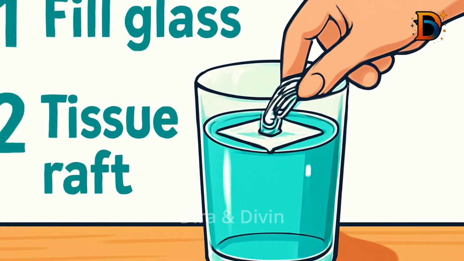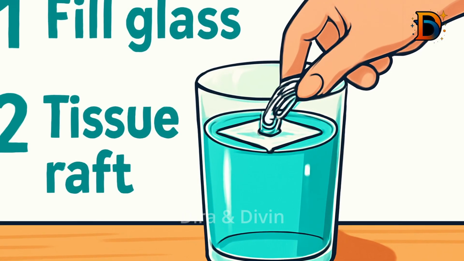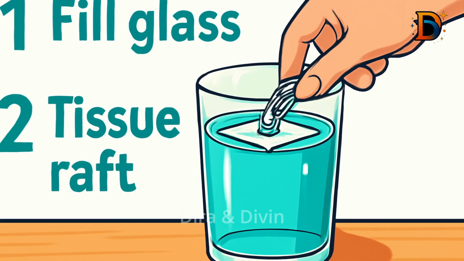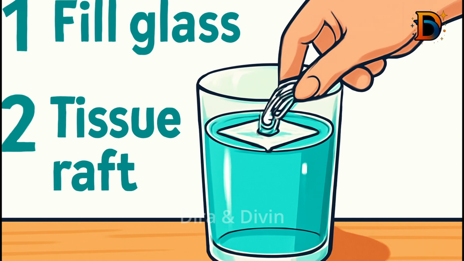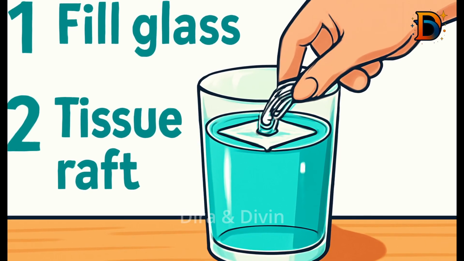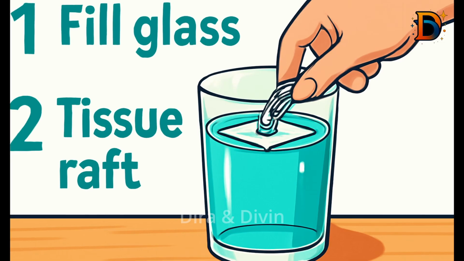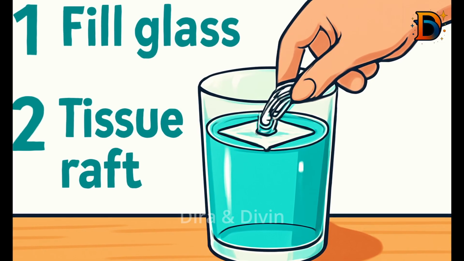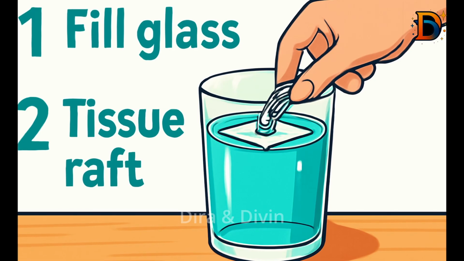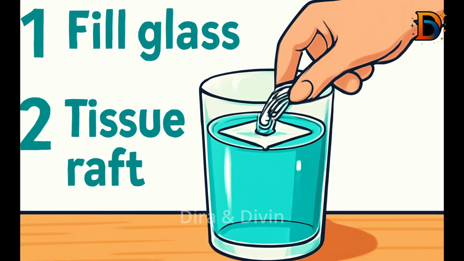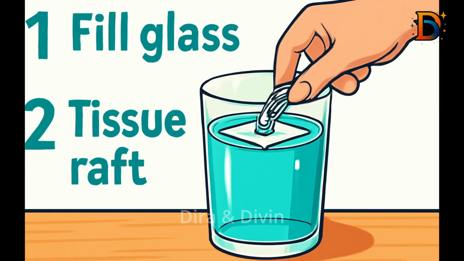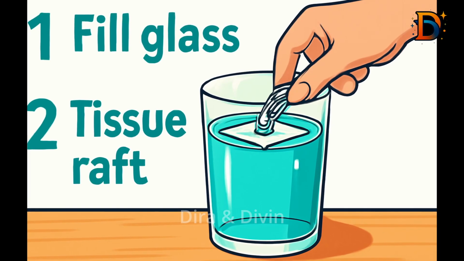Try this easy experiment designed for kids. What you need is a glass of tap water, a paper clip, and a small tissue. First, fill a glass with water. Make sure it's almost full. Rest the tissue on top. That is, carefully lay the tissue so it floats on the water like a little raft.